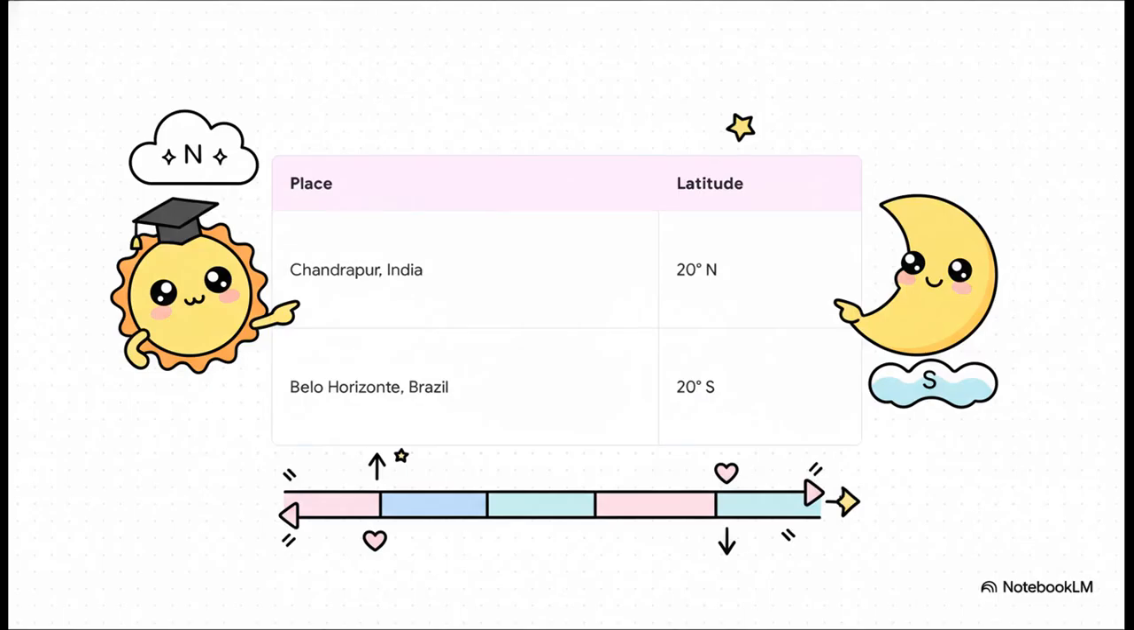But here's the thing, just saying 20 degrees isn't enough, not even close. Take a look at this. Chandrapur in India and Belo Horizonte in Brazil, they're both at 20 degrees latitude. So what gives? Well, the crucial difference is one is 20 degrees north of the equator and the other is 20 degrees south. That one little letter, N or S, it changes everything. It puts them on completely different continents.